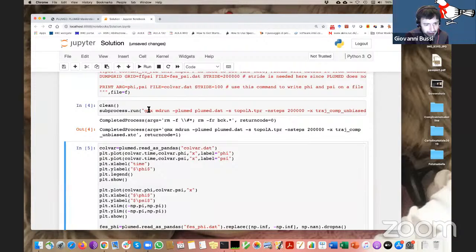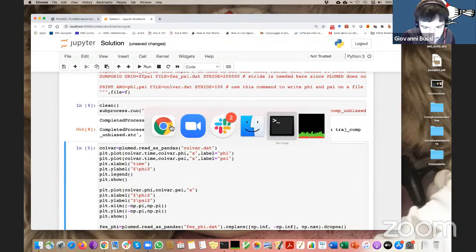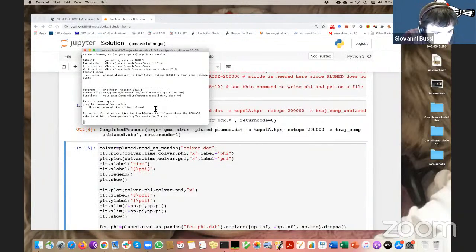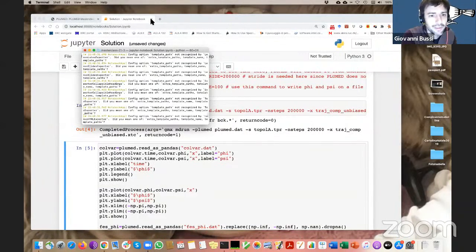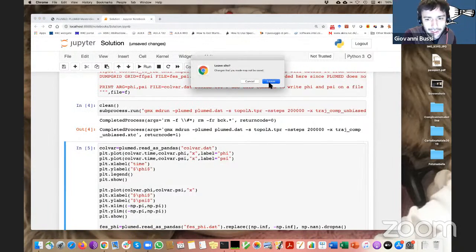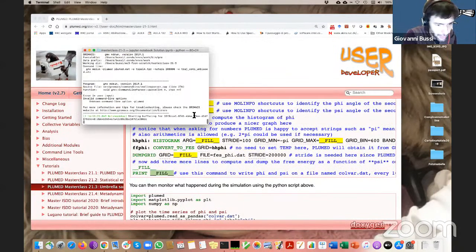So now the simulation is done, I think. Return code equal to 1. Sorry, wow. We already have some troubles. Let's see what's happening. Maybe I didn't load the correct module. Okay, sorry, maybe I didn't open the correct environment, let me reopen the notebook with the correct one.